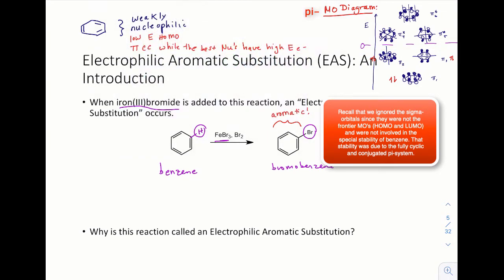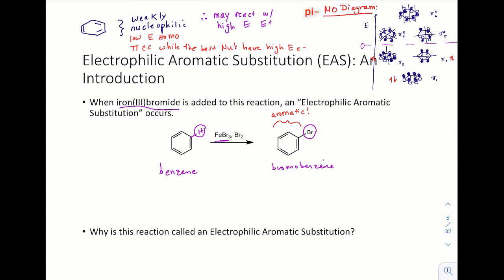That's the point here. All of that said, benzene will react. It is reactive. It just reacts with very electrophilic species, so very high energy species. So again, benzene's weakly nucleophilic, and so we expect it to react with high energy, very electrophilic species. That leads us very nicely into the role of iron 3 bromide in this reaction.